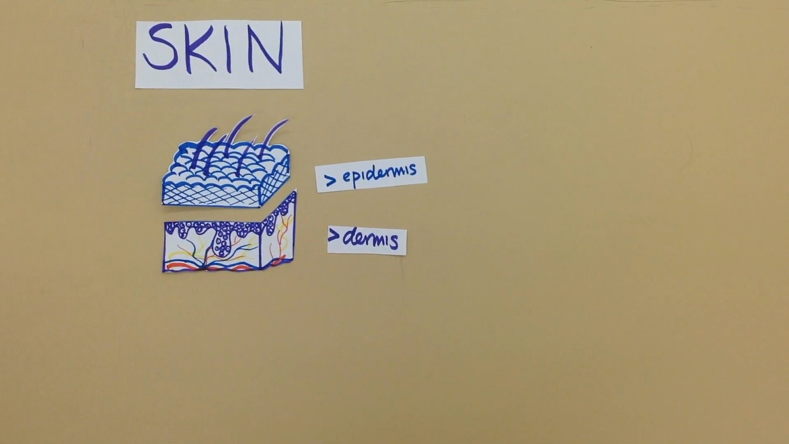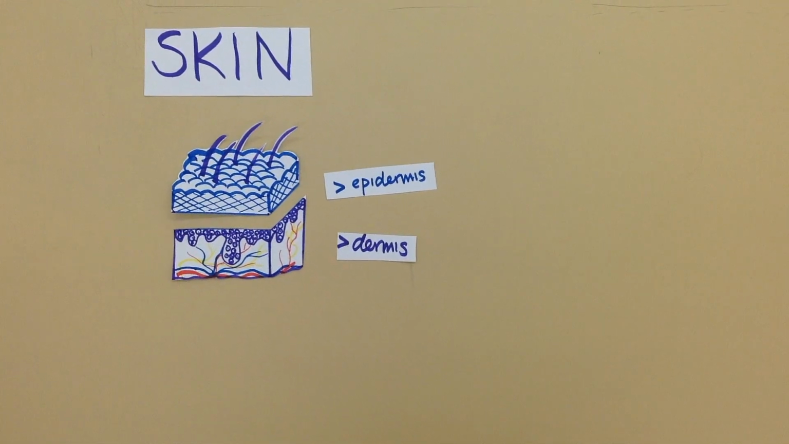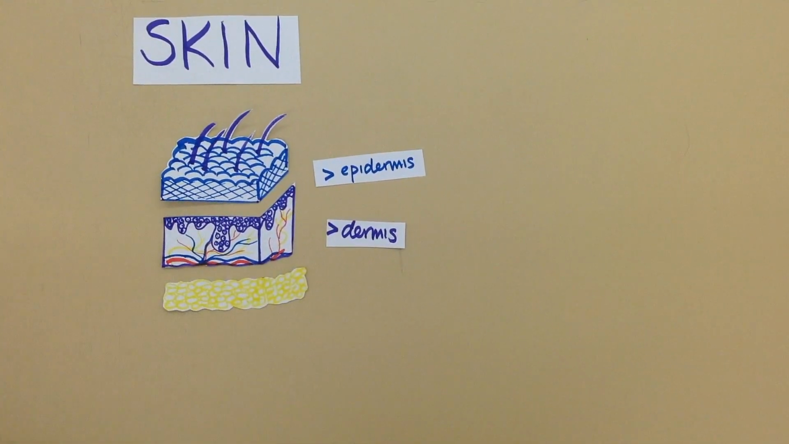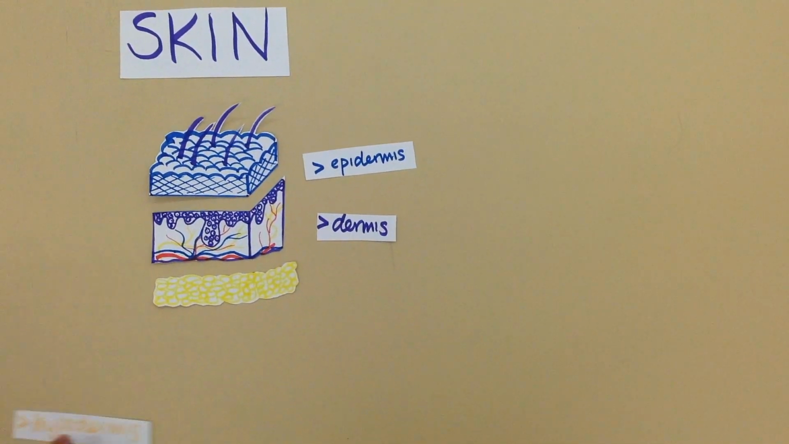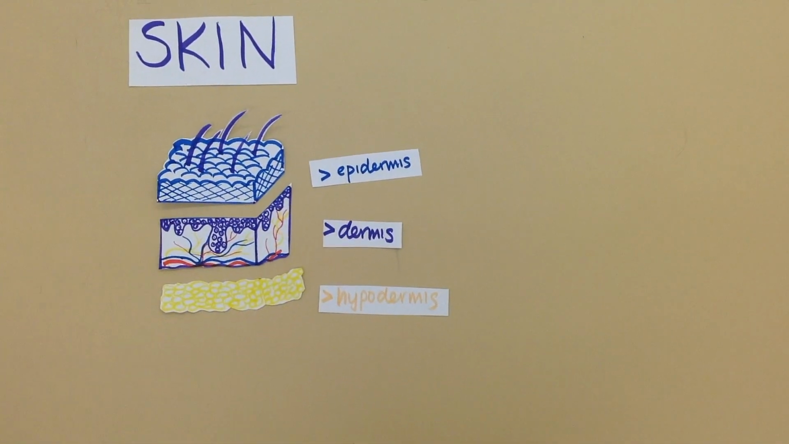The dermis is the middle layer and contains blood vessels, hair follicles, and glands that produce sweat. And the last layer, the hypodermis, another connective tissue, is composed of adipose.